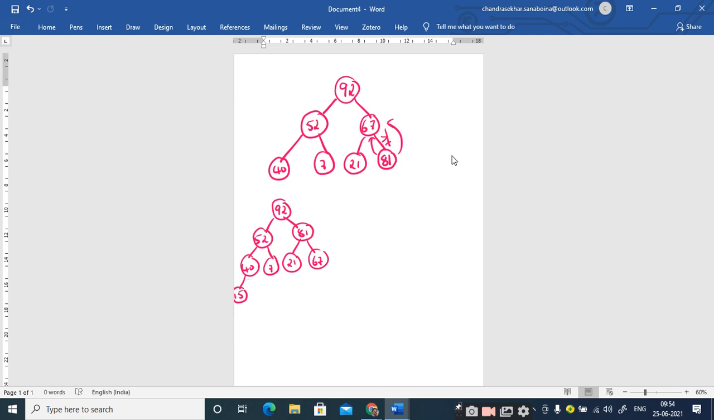After this, what is the next element I have? 12. So where should I insert this 12? To the right child of 40. Now check the heap property. 40 greater than or equal to 12 is satisfied. Therefore no need to swap. What is the last element I have? 76.